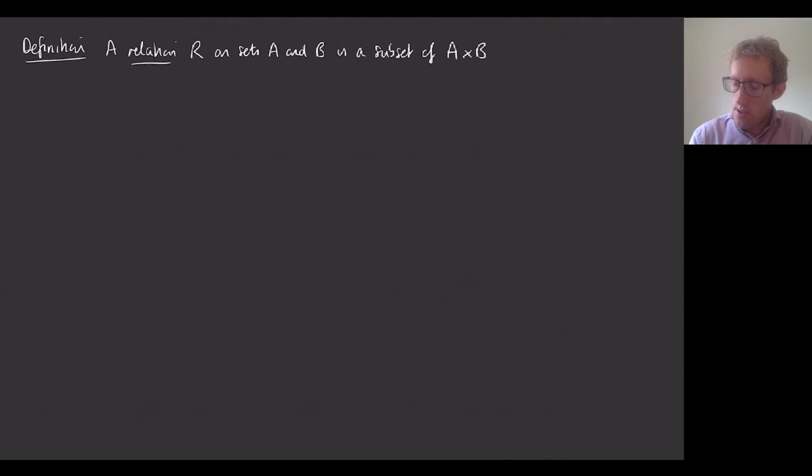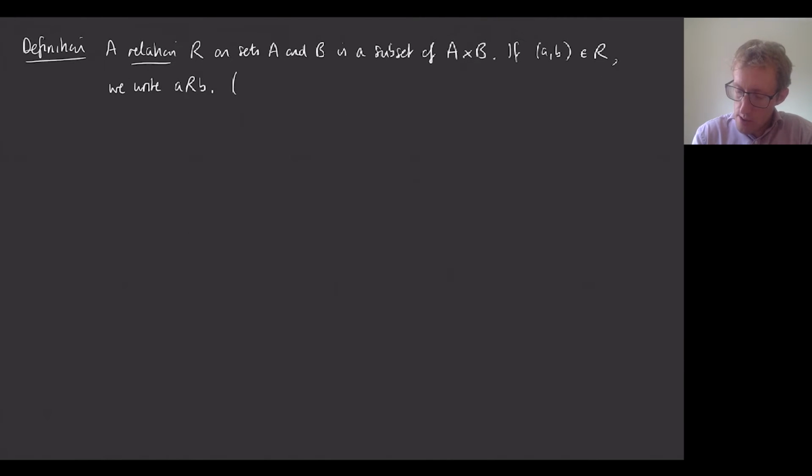So remember, the Cartesian product was a set of ordered pairs, like (a, b), where a is in A and b is in B. And if an element (a, b) is in that subset R, then we're going to write that a is related to b, which we write as aRb.